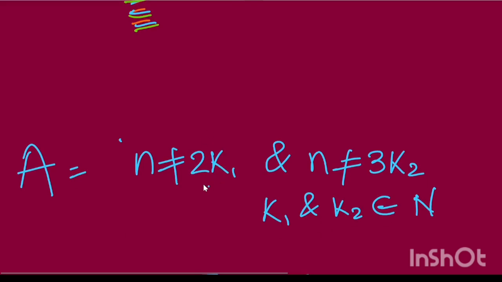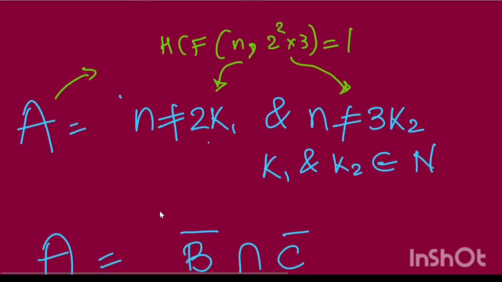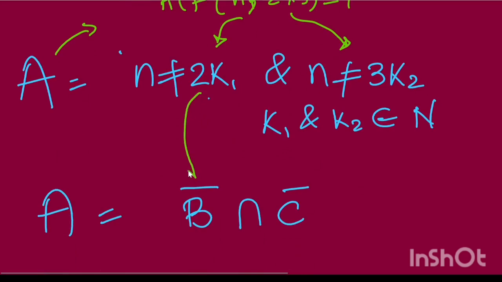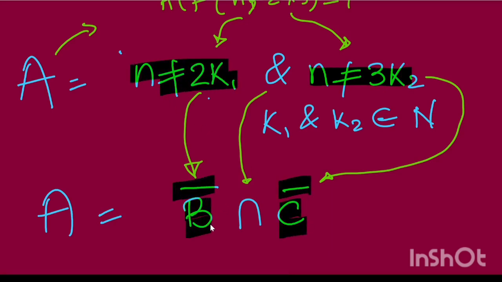Now let's define A. Since A is defined in the question such that HCF of n comma 2 square into 3 is 1, it means that n is not a multiple of 2 as well as not a multiple of 3. So n is not a multiple of 2, meaning it is B bar, and n is not a multiple of 3, so the intersection. If n is a multiple of 3, then it is C, and if n is not a multiple of 3, then it has to be C bar. If n is not a multiple of 2, then it has to be B bar. So A has to be B bar intersection C bar.